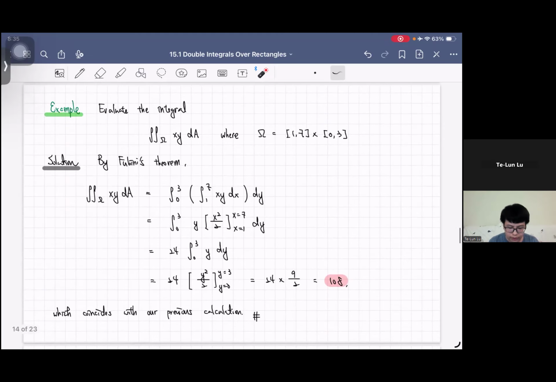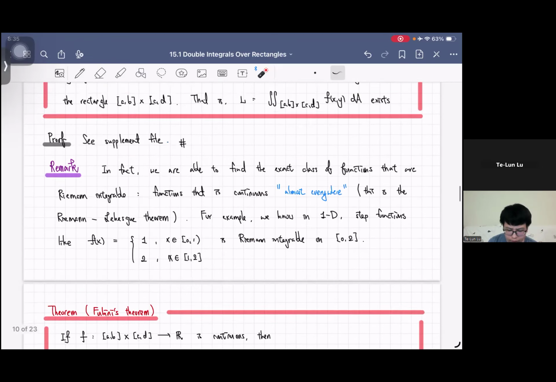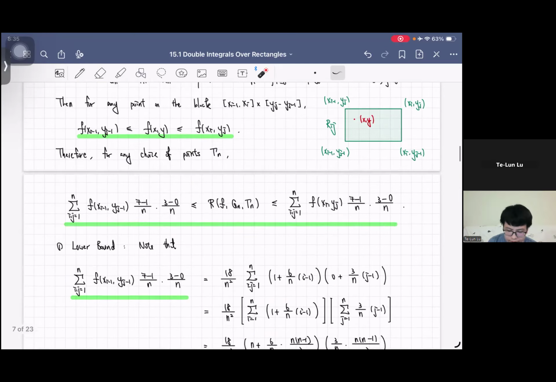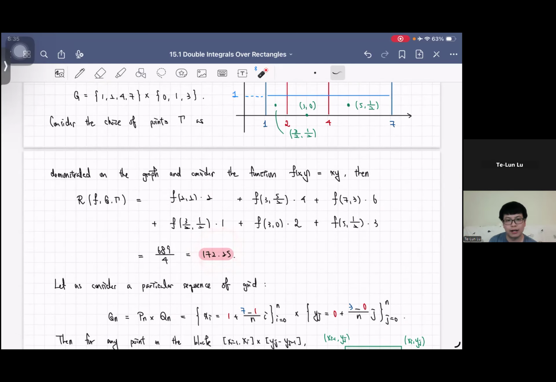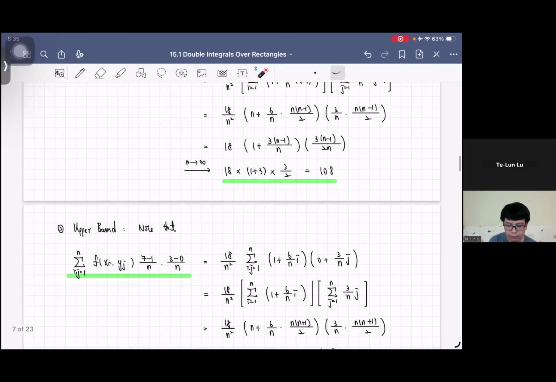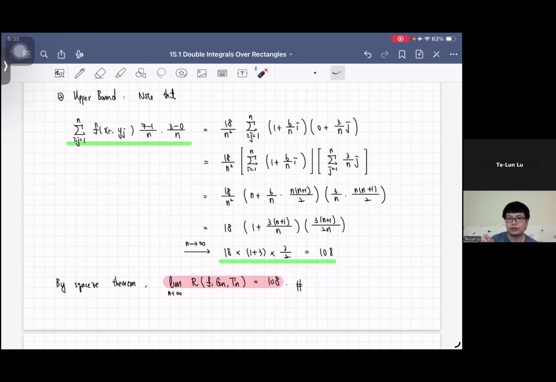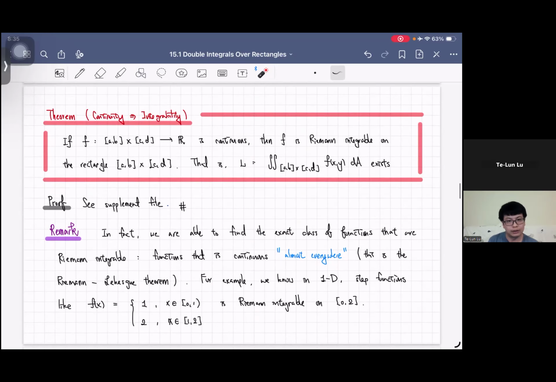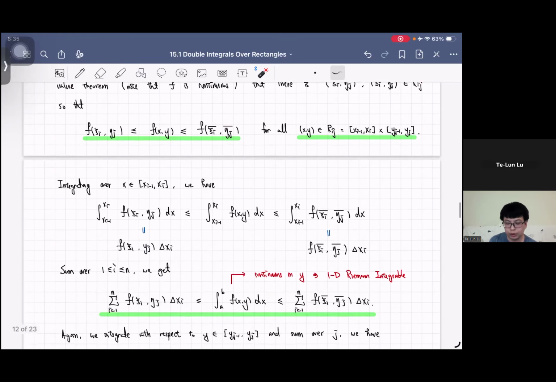Maybe let me go through a particular example, which is what we have done before. Now let us integrate the function f of x, y equals xy over the region omega, given by the rectangle [1, 7] times [0, 3]. We had two stages of computation. The first stage shows that the Riemann sum is 172.25. The second stage shows that if we choose a particular uniform partition of the separate intervals, then the limit converges to 108. Based on this theorem, we know that xy is continuous, so it is obviously integrable. The integral should be 108.